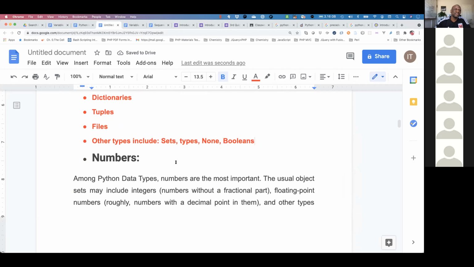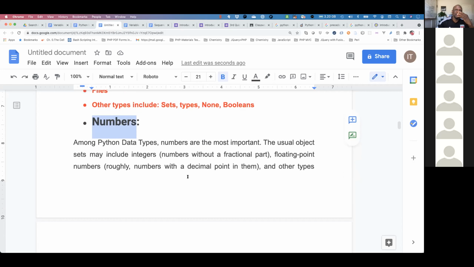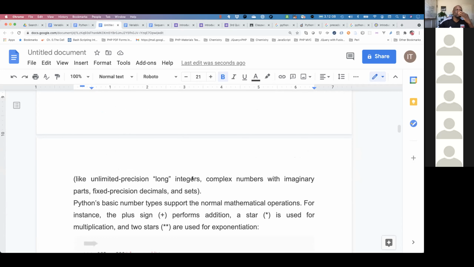Now the numbers, we have the 0 to 9 numbers, and that's a data type. These are the most important. The usual object sets may include integers, floats, and fractions. Of course, the fractions, if we break them down and simplify, we get the floats. And then we also have the floating point number.